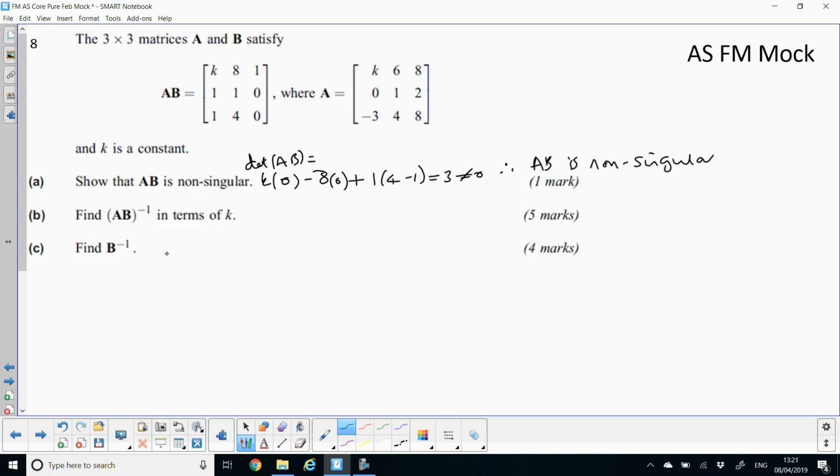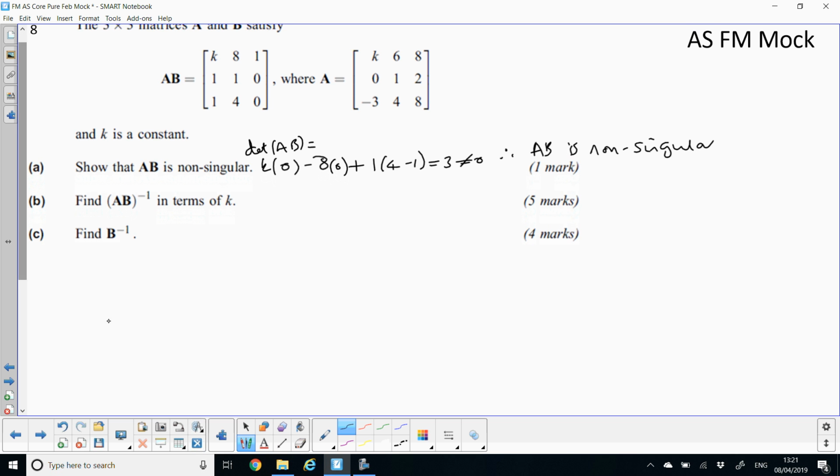Okay, now part B. So we want to find the inverse of AB, and it's going to be in terms of K. This is one way they're going to force you to do this, show that you can find an inverse and you can't use your calculator. So the way this was done in the book was firstly to find the matrix of minors. So what does that mean?